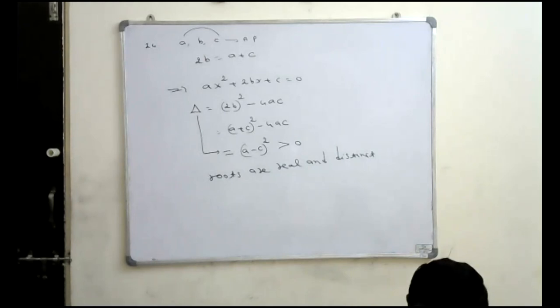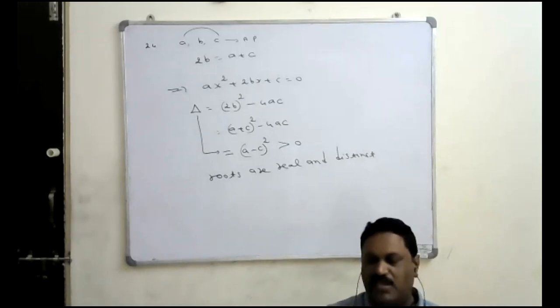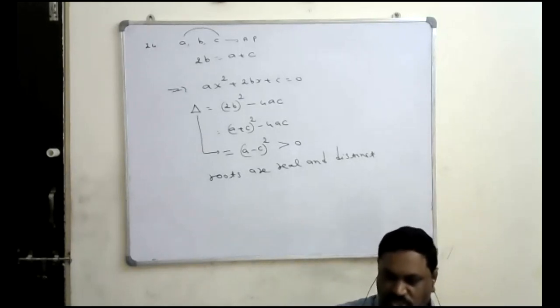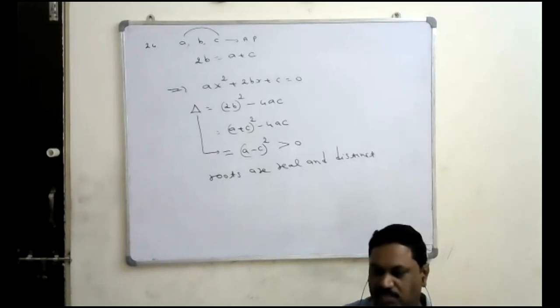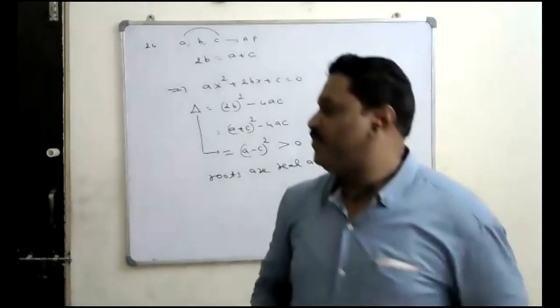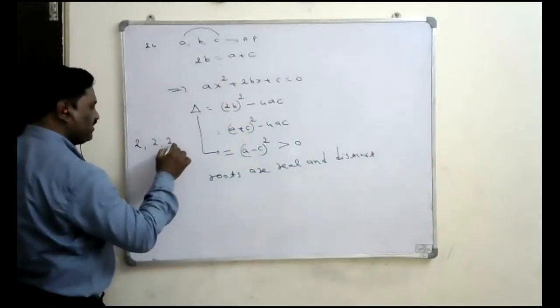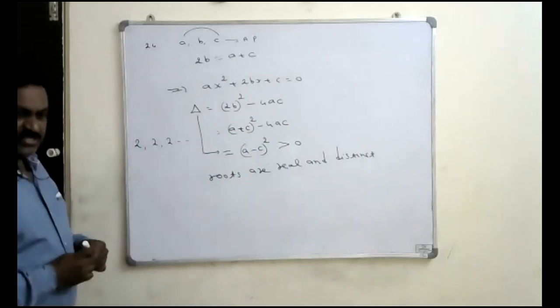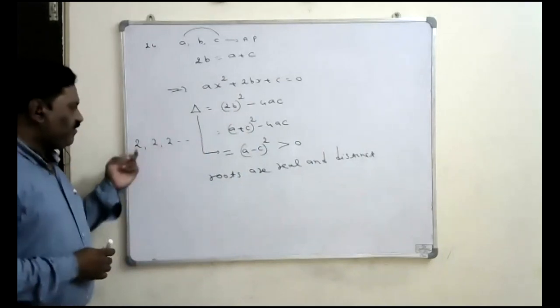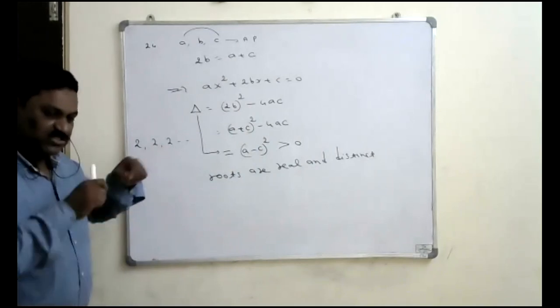Sir, but in the answer key it is given third option real. Yes, sir. What's the problem? Problem 24, sir. Yes, sir. No, because why they have given real, in the problem they didn't mention it is a non-constant AP. It may be a constant AP also, no? If it is a constant AP, suppose I consider the series 2, 2, 2, etc. This is also a sequence in AP whose common difference is 0, no? Which is called the constant AP.